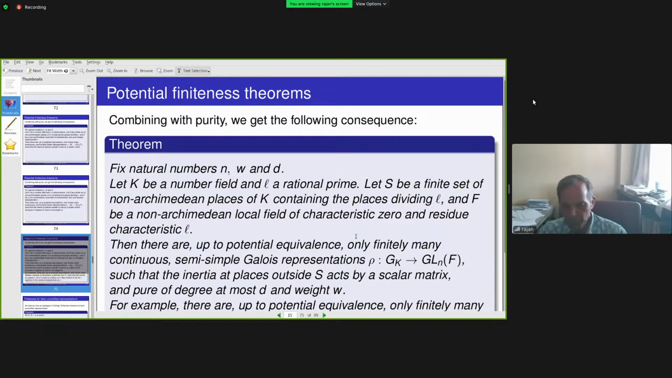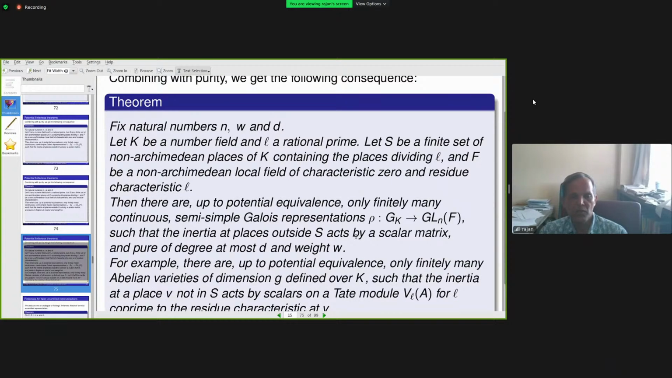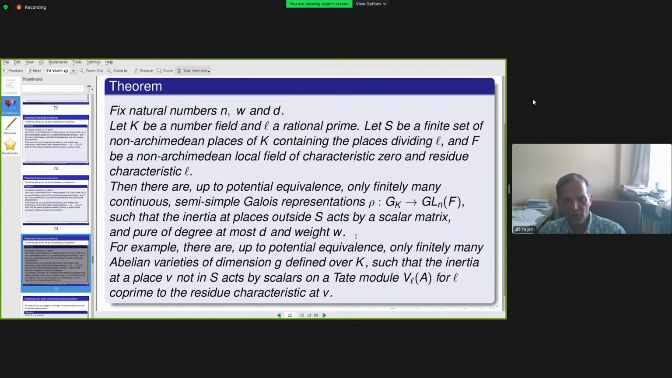For example, one can work in the context of abelian varieties or elliptic curves. Fix an abelian variety of dimension g defined over K, such that the inertia at a place v not in S acts by scalars on a Tate module. So the inertia should act by scalars for l coprime to the residue characteristic of v. You have fixed some l, and the residue characteristic of v is coprime to it. So you are looking at some places and you want to say that it should act as scalars.